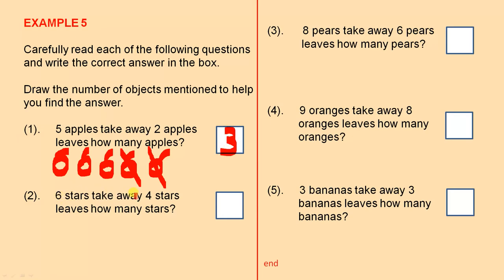You have 6 stars, you take 4 away. 8 pears, you take 6 away. 9 oranges, you take 8 away. And 3 bananas, and you take away 3.